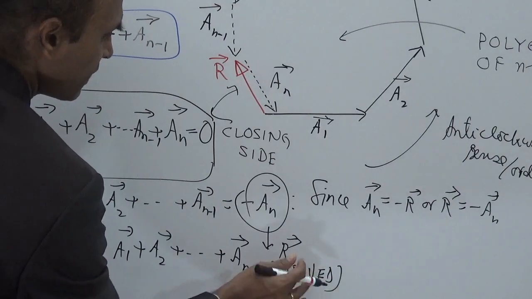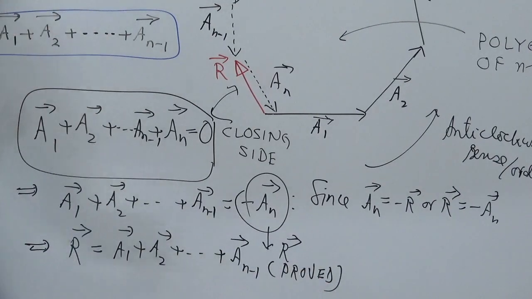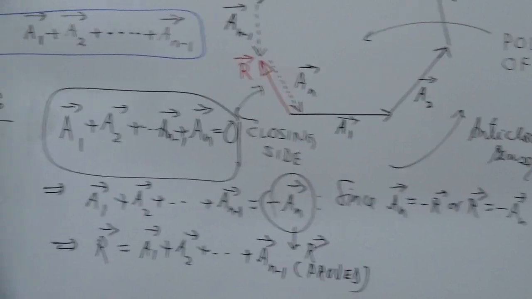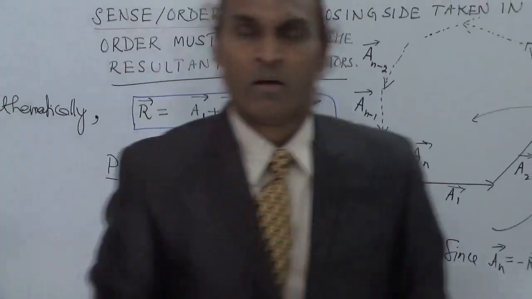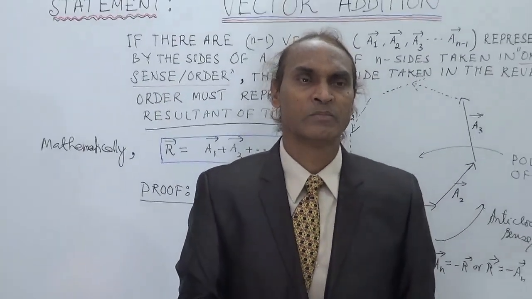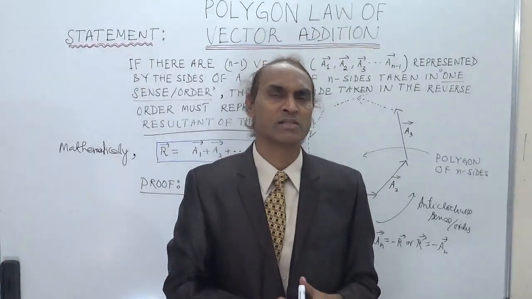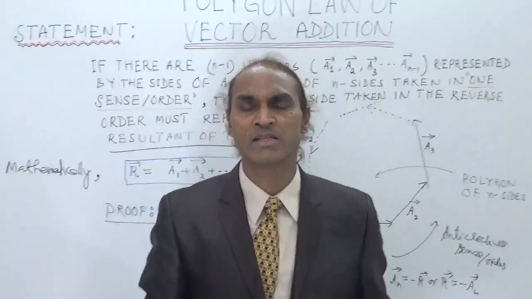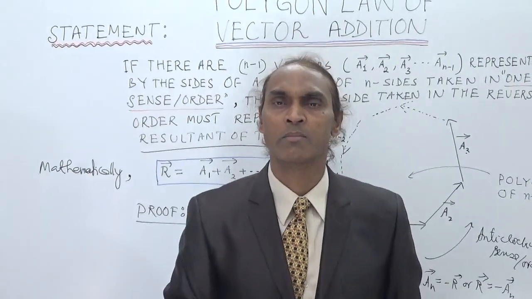So this is the statement of the polygon law of vectors, which states that if n minus 1 sides of a polygon of n sides represent n minus 1 vectors taken in one sense.